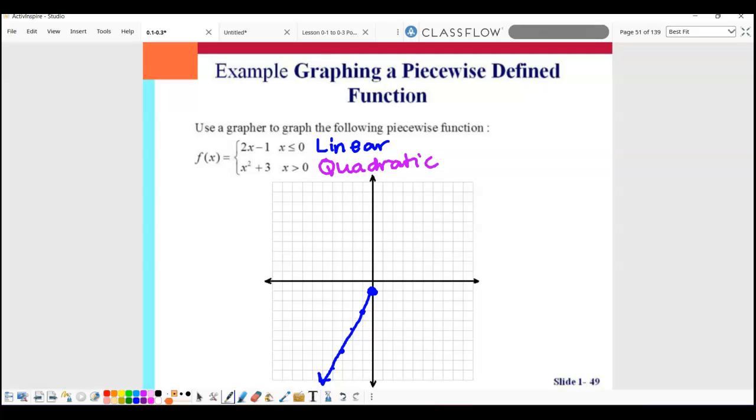The range of that line would be all y values from negative infinity up to negative 1, including negative 1. So the domain is x less than or equal to 0, or negative infinity to 0. The range is negative infinity to negative 1.